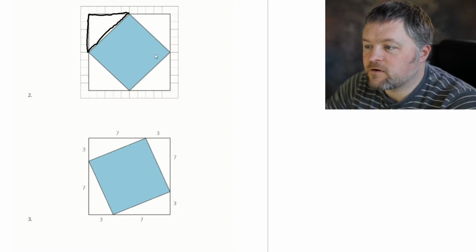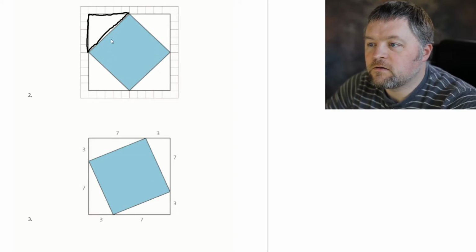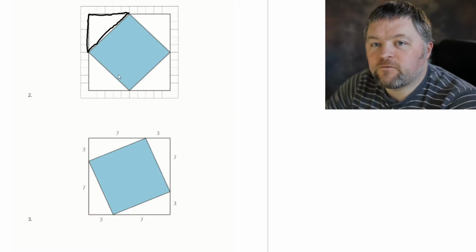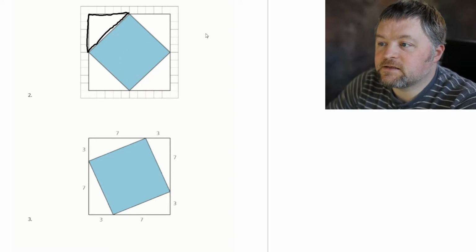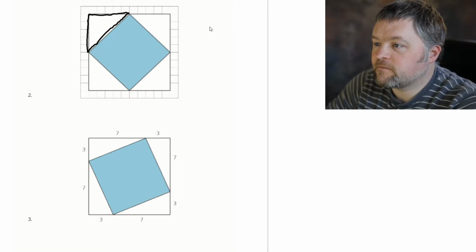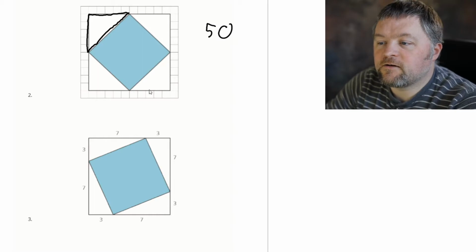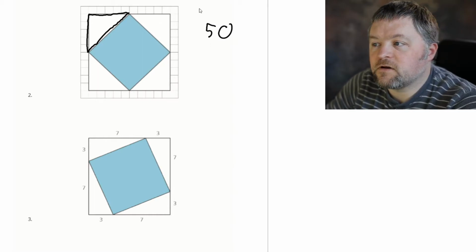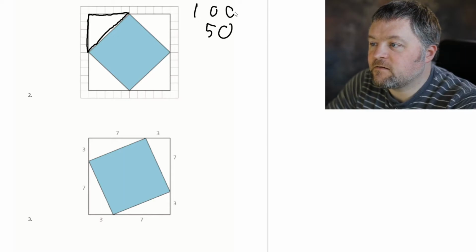1, 2, 3, 4. 12.5 times 4 is 50. What was the area of the whole outer space? 100. 100 subtract 50 is 50.